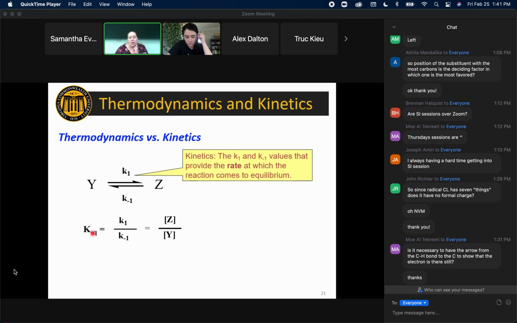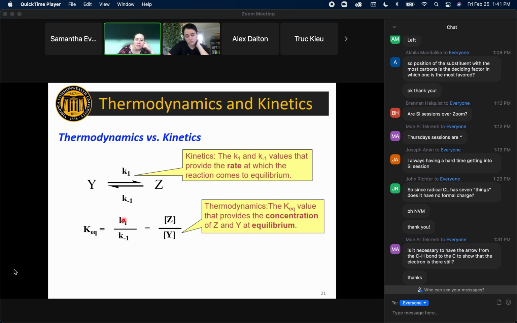We can talk about an equilibrium constant, or a big K. The Keq for a reaction tells us about what that reaction will look like at equilibrium. And you can imagine if Y converts to Z faster than Z converts to Y, then the k1 should be bigger than the k-1. You would have more Z than Y, and your Keq would be large. So this Keq gives us the concentration of Z and Y at equilibrium.